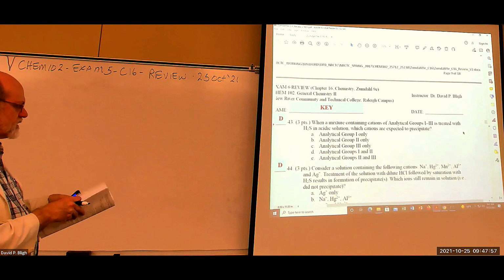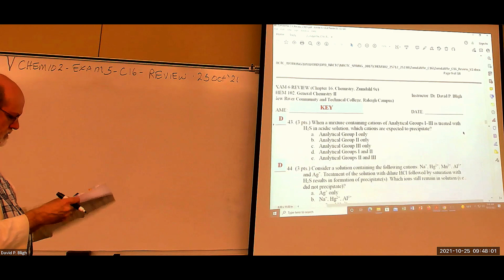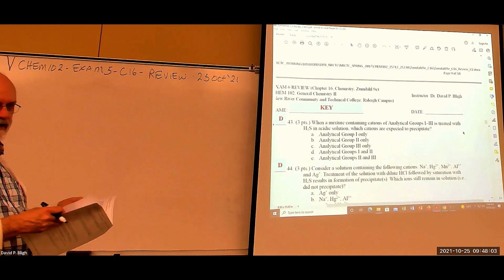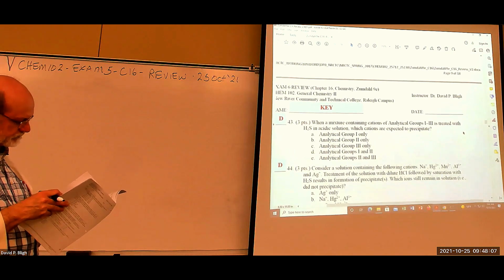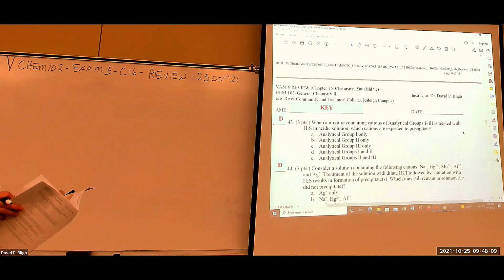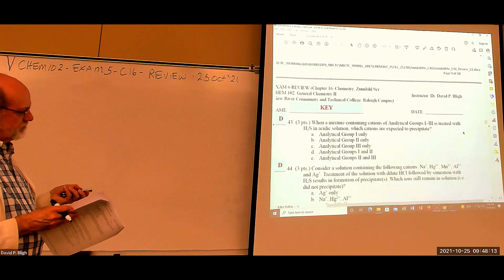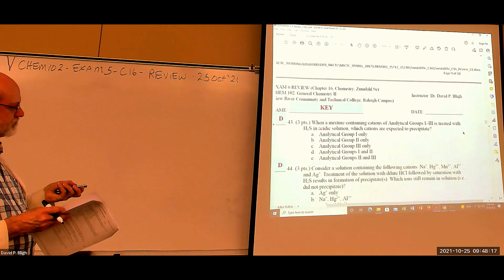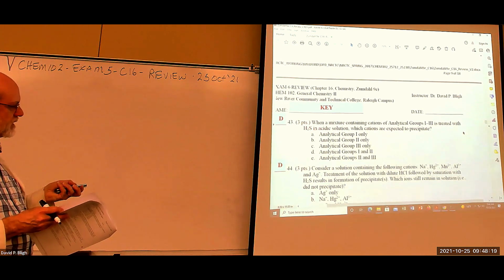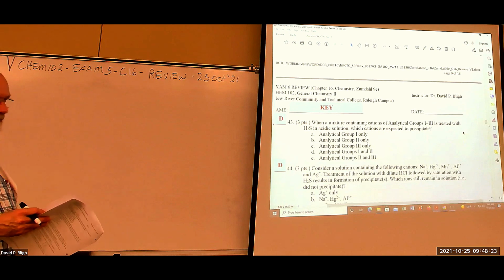But actually, it's not just acidify the solution. You have to add hydrochloric acid to acidify it, because you're going to get the chlorides out of group 1. So that should be more specific: H2S in hydrochloric acid solution. That would be accurate.